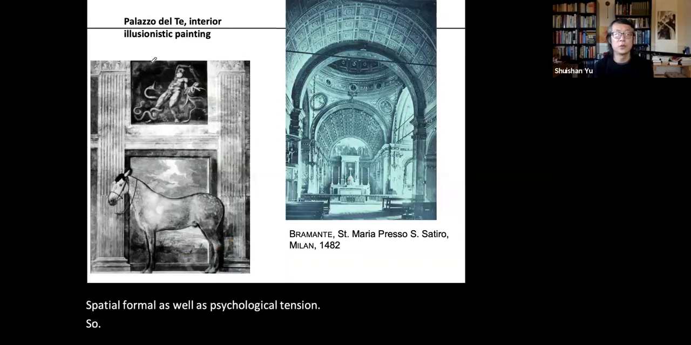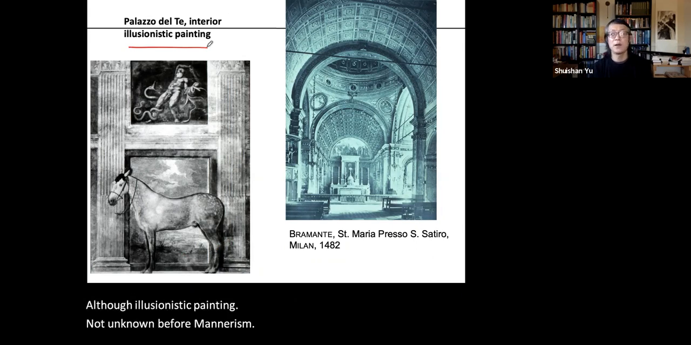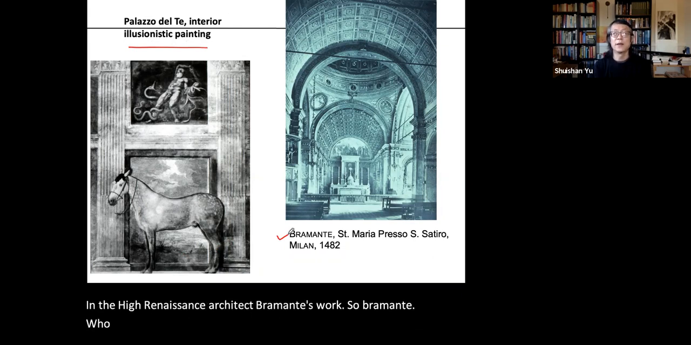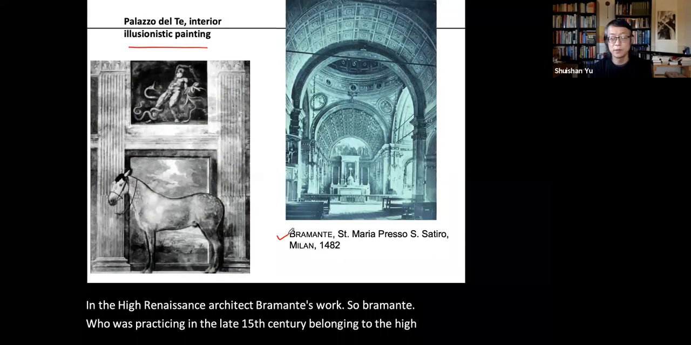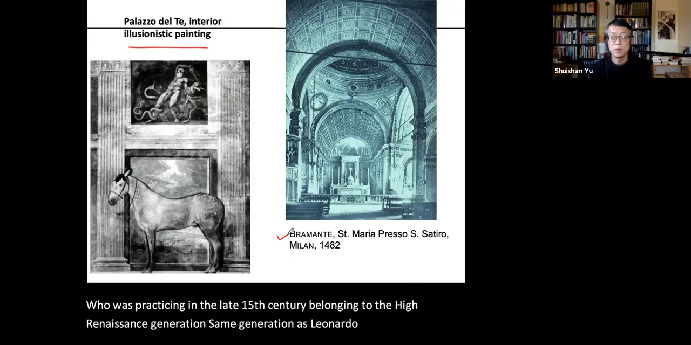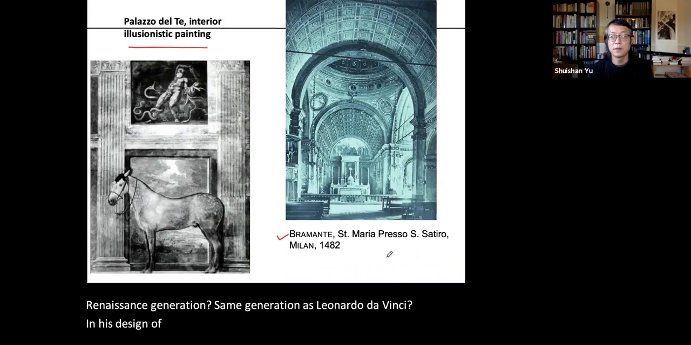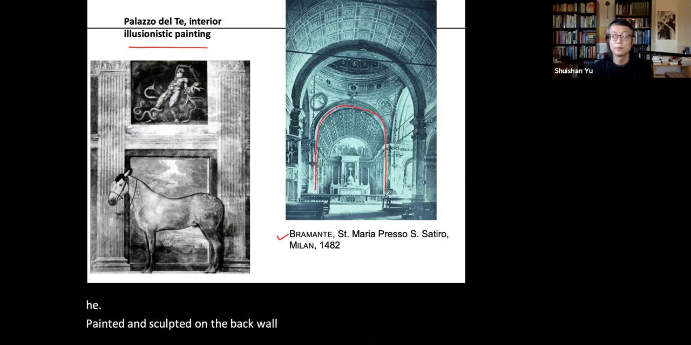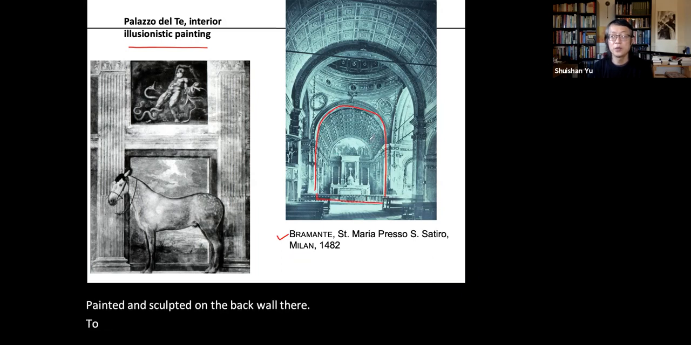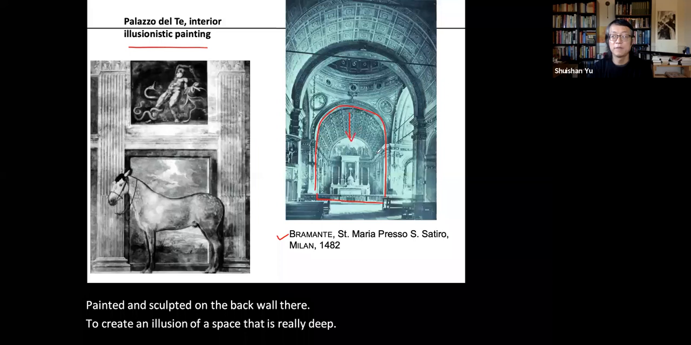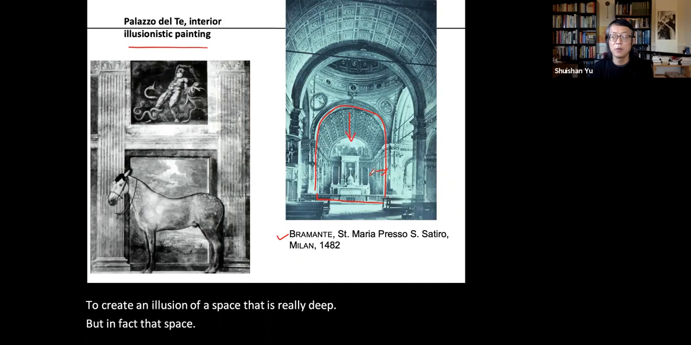So such an approach to illusionistic painting is unusual. Although illusionistic painting was not unknown before Mannerism, in the high Renaissance architect Bramante's work, so Bramante, who was practicing in the late 15th century, belonging to the high Renaissance generation, same generation as Leonardo da Vinci. In his design of San Maria Presso San Satiro, he painted and sculpted on the back wall there to create an illusion of a space that is really deep. But in fact, that space was only a couple feet deep.